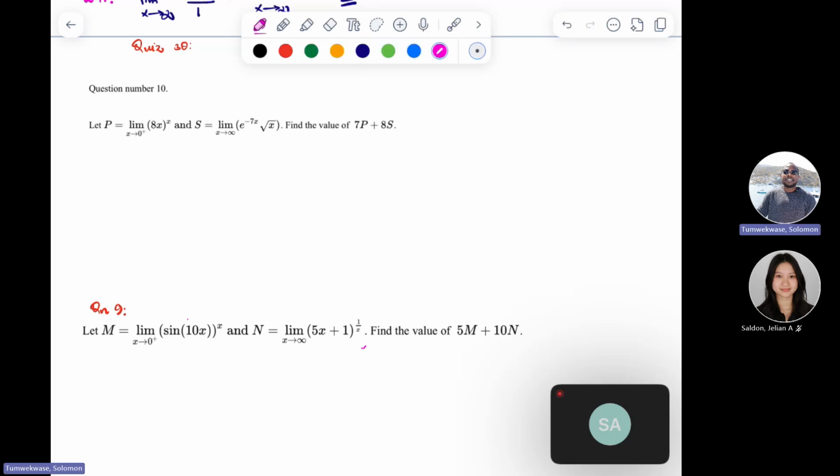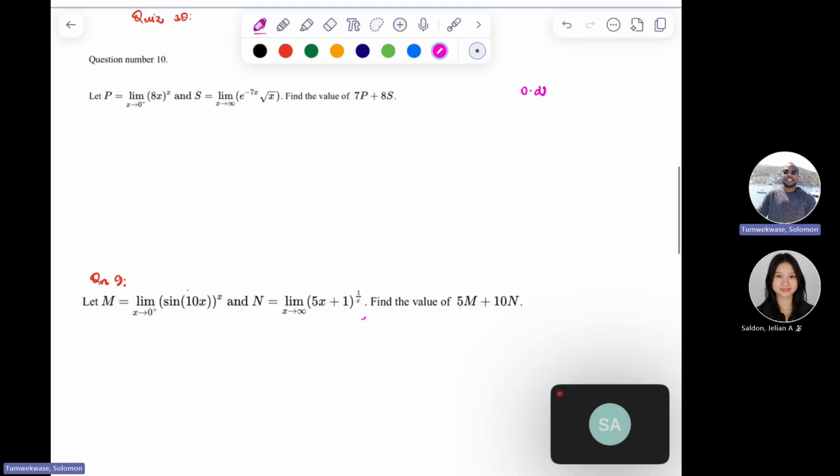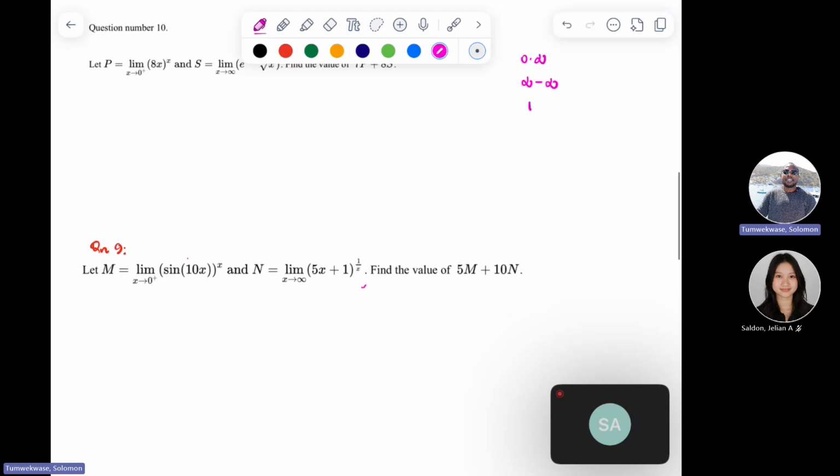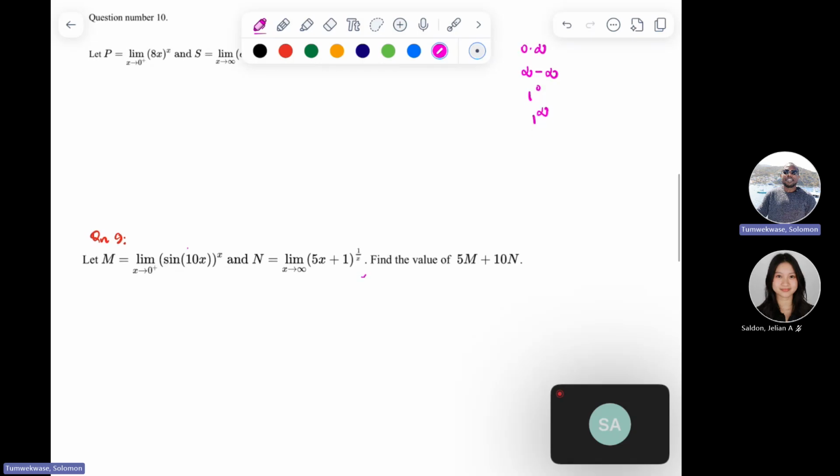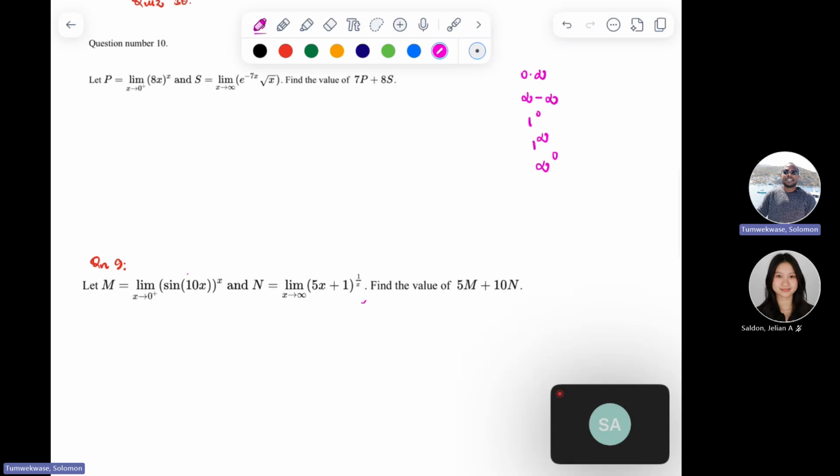in this quiz, we are going to have forms like 0 times infinity. If you take a limit directly and get something like 0 times infinity, or infinity minus infinity, or 1 to the power 0, or 1 to the power infinity, maybe infinity to the power 0. So we need to know how to take limits of these, and I can discuss them along the way as I do some questions.